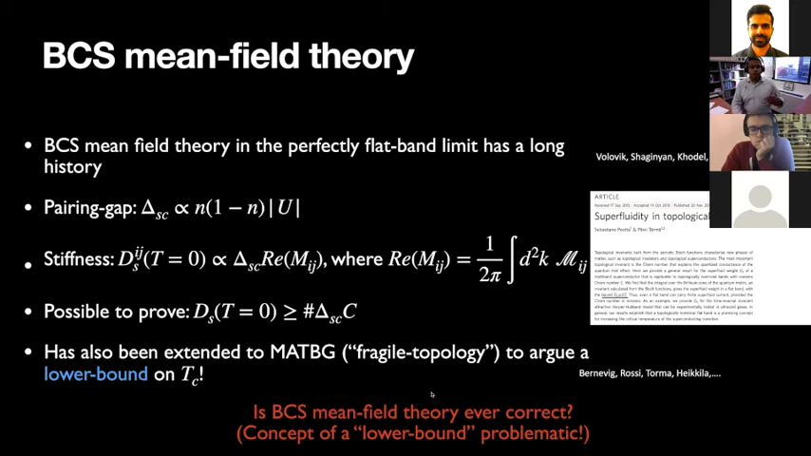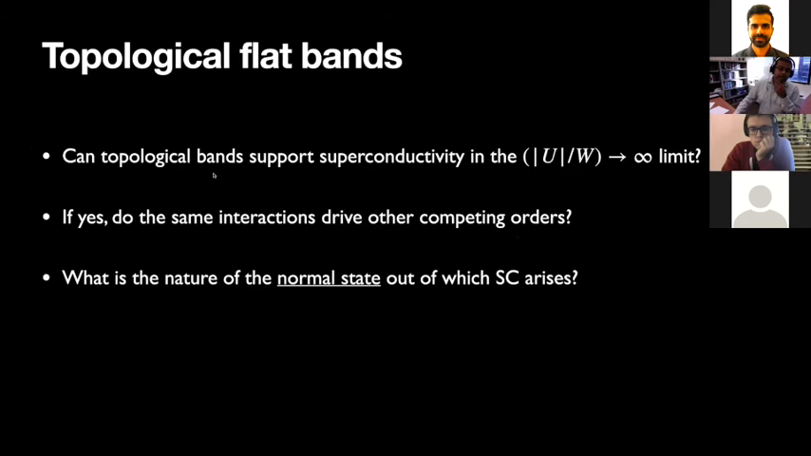And now, moving beyond mean field theory, what we want to ask is, can topological bands really support superconductivity when you turn on a finite U and have no bandwidth? As I said, partly in mean field theory you get back what you put in. But the question is, the same interactions that are apparently trying to make the system a superconductor, can they drive other competing orders? Okay, it's far from being clear that that cannot happen. And more importantly, I want to ask, if you go above TC, what is the nature of the metallic state out of which superconductivity might arise?